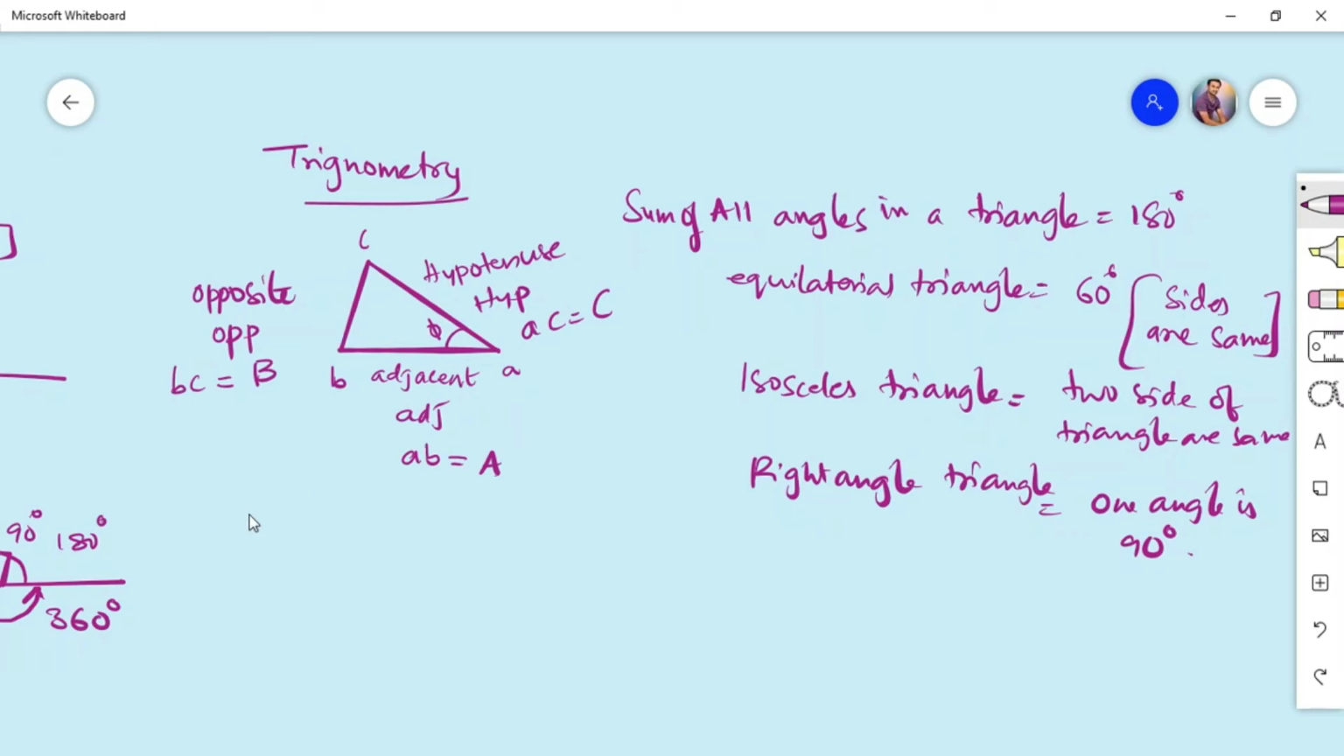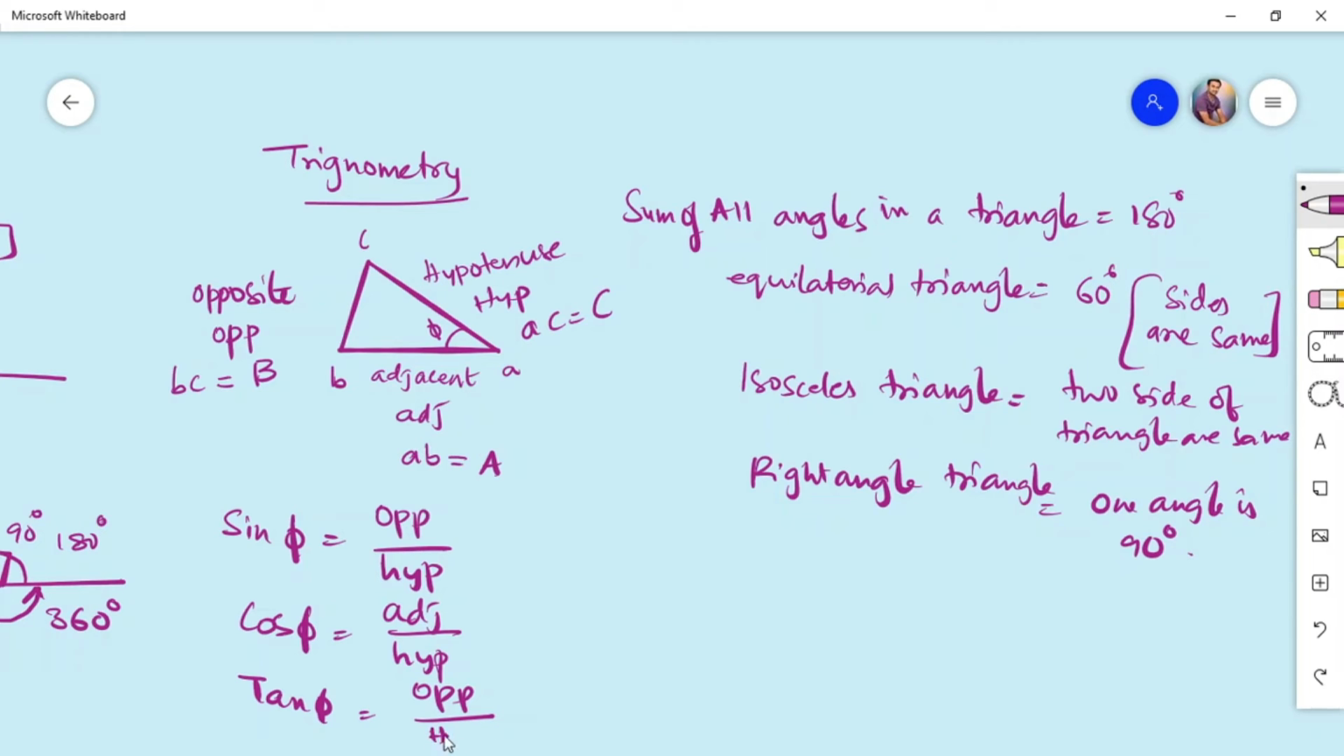So, if we know the angle of a triangle, we have these formulas we can use: sin theta equal to opposite by hypotenuse, or cos theta equal to adjacent divided by hypotenuse, tan theta equal to sin theta by cos theta. So, if we apply that formula, opposite by adjacent. Okay. So, these are the formulas that we will use.